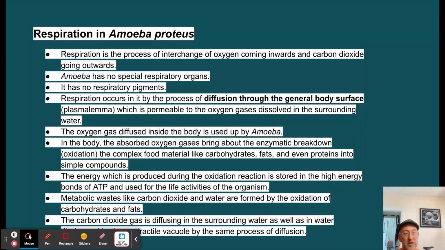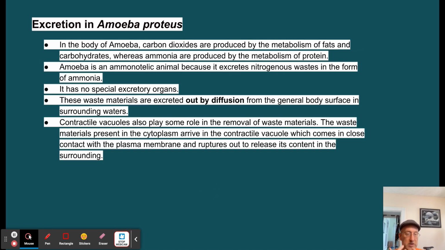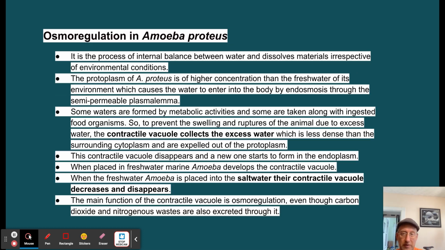And then you have respiration, which you and I have a mouth and lungs for. Amoeba, just diffusion. The oxygen from the area around it just comes right through the skin. And then excretion, same thing. CO2 exits just by diffusion, just bubbles on out of the body. So it'd be like you and I not having any lungs, it's just oxygen and carbon dioxide coming in and out of our skin. Osmoregulation: if you put it in fresh water, it creates a vacuole to get rid of the excess water that can be absorbed. But when it's in salt water, those vacuoles disappear.